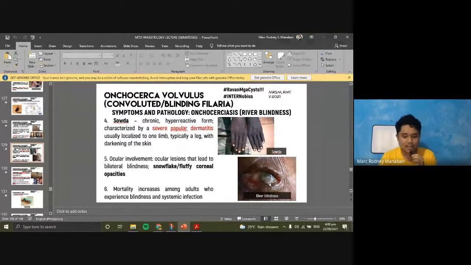So as you can see, notice in the eyes the white fluffs, no? Ayan. So that's snowflake or fluffy corneal opacities. And that can lead to blindness, bilateral, both of the eyes. All right. That's why the disease is also known as river blindness.